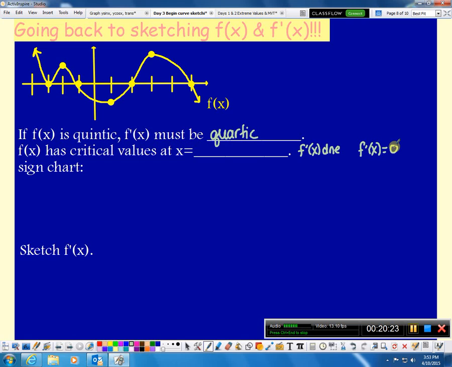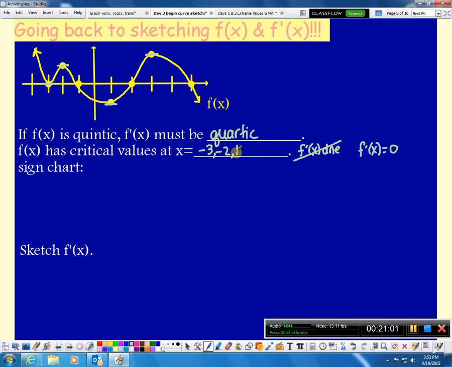Now, for f prime of x to equal 0, you've got to have flat places on the graph. So look, the graph kind of flattens out here, it flattens out here, it flattens out here, it flattens out there. So I'm saying that my critical values will be at x equals -3, -2, +1, and +3. If you get stuck and you're not understanding something, pause the video and then talk with each other, because I know that you all together can figure this out.